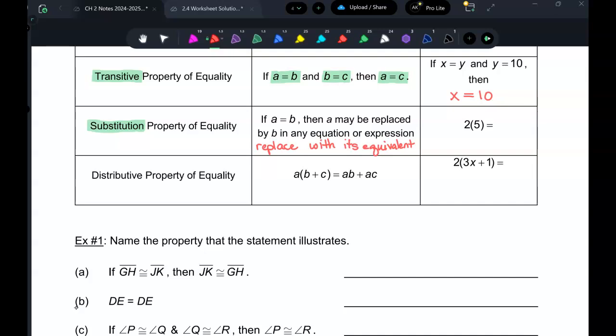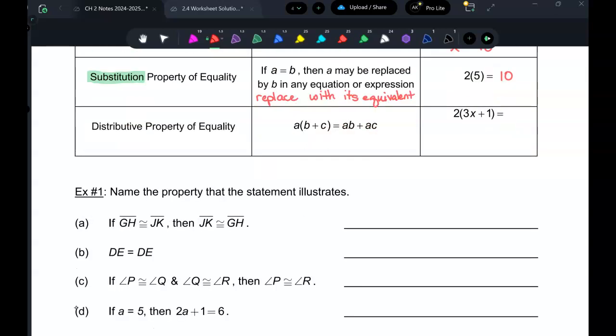When we use substitution property, substitution is when we just replace something with its equivalent. Usually we think of this when we simplify something. So for example, 2 parentheses 5 means 2 times 5. What can we replace that with? We can replace that with 10. Is that like when you reduce fractions? Yep, when you reduce fractions would also be a good example.